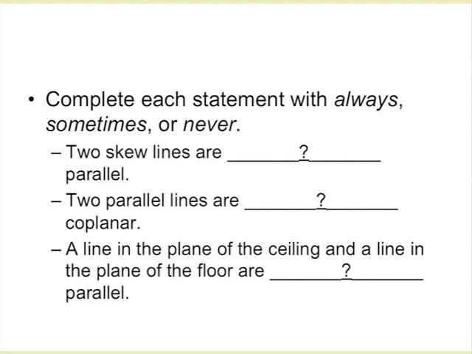Two skew lines are blank parallel. What does it mean to be skew? It means they don't intersect and they're not in the same plane. What does it mean to be parallel? They're in the same plane and they don't intersect. So can two lines be in the same plane and not in the same plane? No, that's not possible. So this is never because of their definitions.